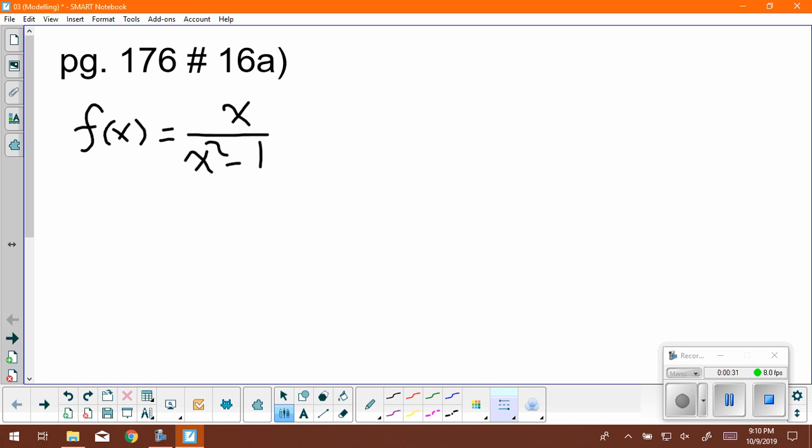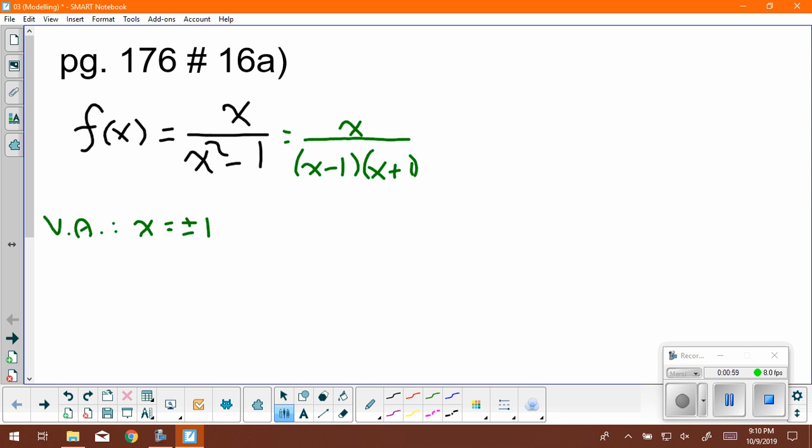Key features we need. First is the vertical asymptotes. Where do I find vertical asymptotes? Those are the roots from my denominator. So I'll take a minute and factor there. It's a difference of squares. So x minus 1, x plus 1. And so my vertical asymptotes are at x equals plus or minus 1. So I'm going to have two of those.